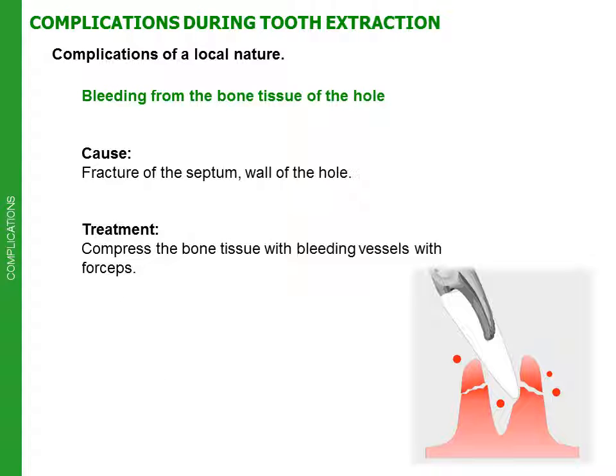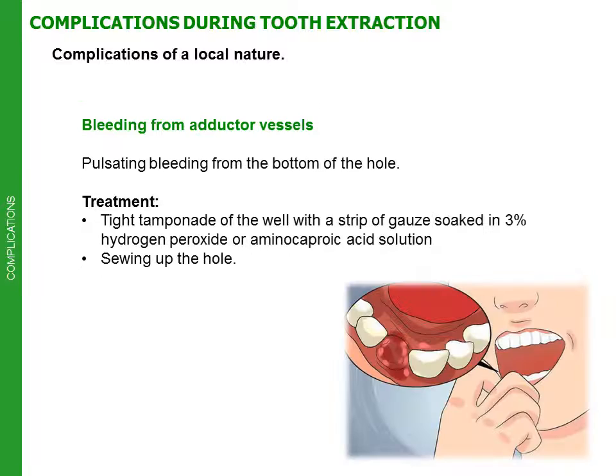Bleeding from the bone tissue of the socket. It can be because of a fracture of the septum or wall of the socket. How to treat? Compress the bone tissue with bleeding vessels with forceps. Bleeding from the vessels: pulsating bleeding from the bottom of the socket. This is the clinic. And treatment: tight tamponade of the socket with a strip of gauze soaked in 3% hydrogen peroxide or aminocaproic acid solution, suturing the socket.